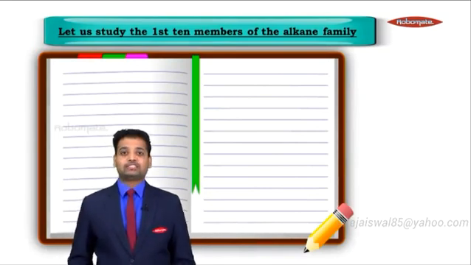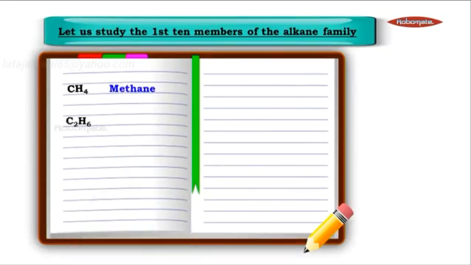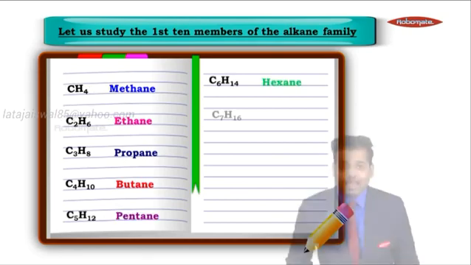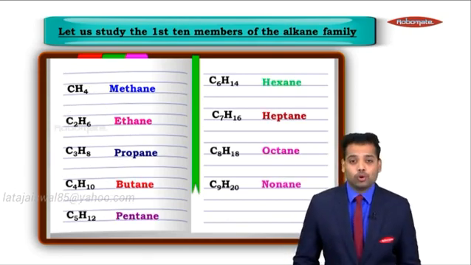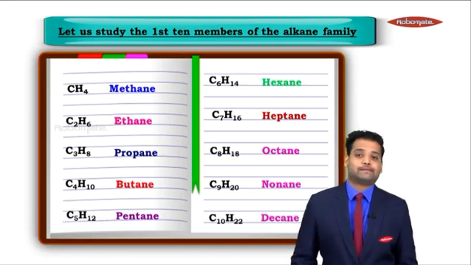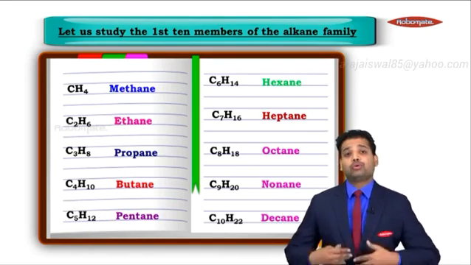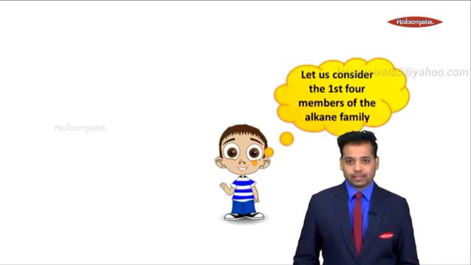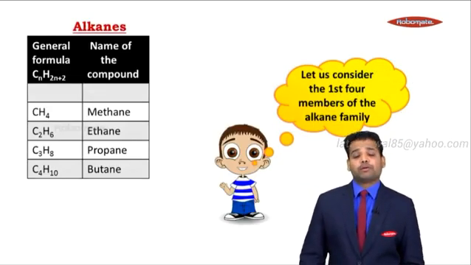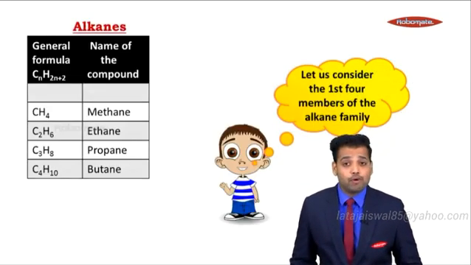So let's study the first 10 members of the alkane family: methane, ethane, propane, butane, pentane, hexane, heptane, octane, nonane, and last one would be decane. Now you remember, I just wanted to remind you of the root words. So let us consider the first 4 members of the alkane family, that is methane, ethane, propane and butane.